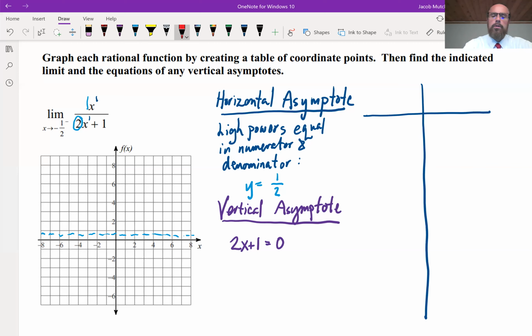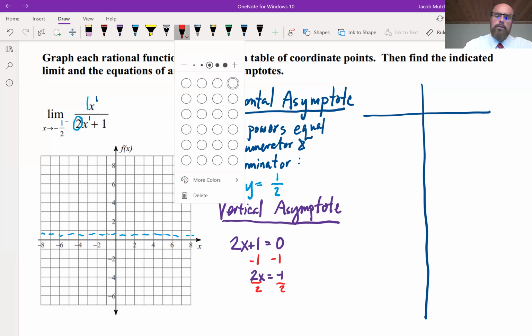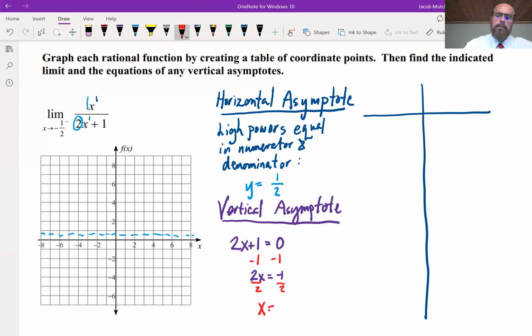And really what we're claiming with the vertical asymptote is that's a discontinuity in the graph. So 2x equals -1, divide both sides by 2. And here's our equation for our vertical asymptote: x equals -1/2. And just like we sketched in the horizontal asymptote, I'm going to sketch in the vertical asymptote through -1/2 on the x-axis.